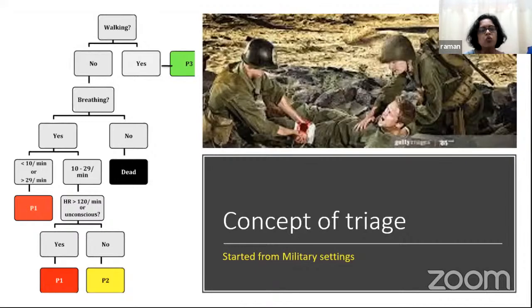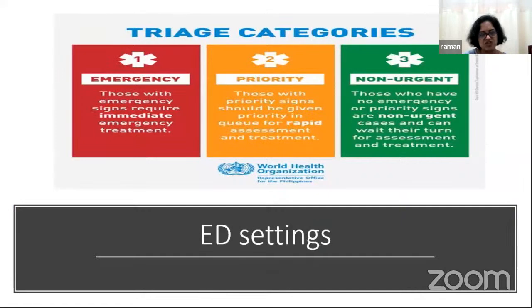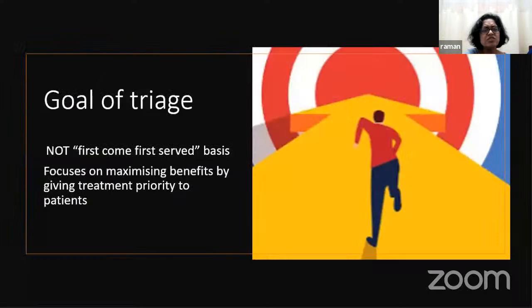If somebody is walking, then they are fine. If somebody is clearly dead, then they come very low in the priority. So this is the whole concept of triage. This was then extrapolated to the emergency department, wherein they made emergency, priority, and non-urgent categories so that we can sort out the care. Because the whole goal of triage is that you don't want to do first come, first serve. You would rather focus on maximum benefit for that individual person by giving treatment priority.